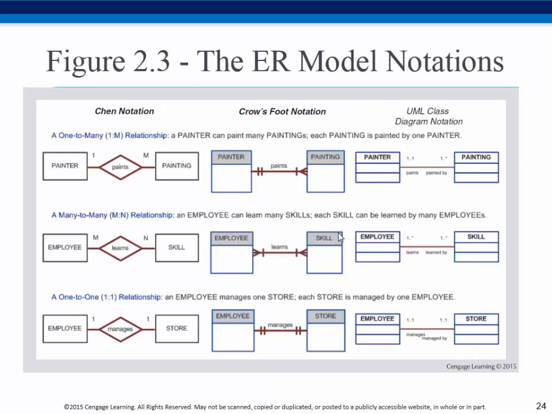And then it shows an example there in the figure of an ER model and its notations. There it shows a one-to-many relationship. A painter can paint many paintings. A many-to-many. It shows the different types. It shows the Chen notation, crow's foot notation, and UML class diagram notation of a one-to-many, a many-to-many, where an employee can learn many skills, and a one-to-one where an employee manages a store. It shows you the different notations of how to map that out.